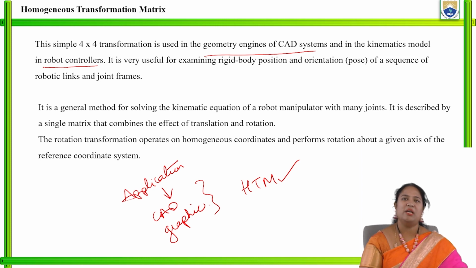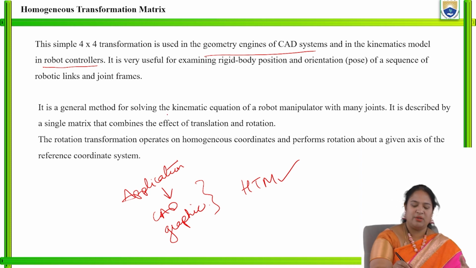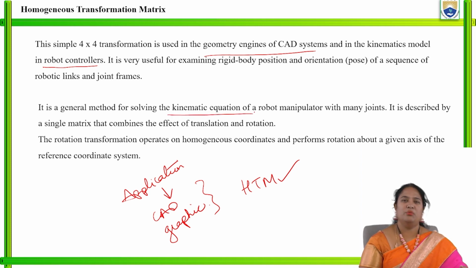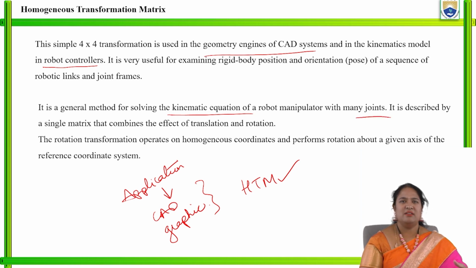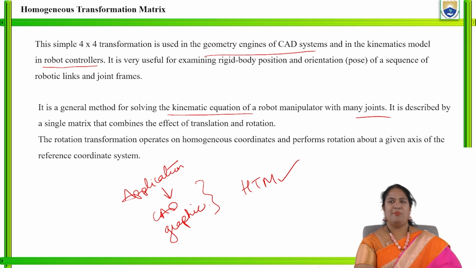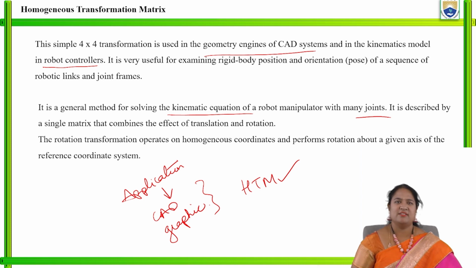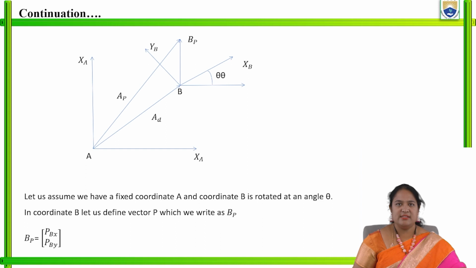This homogeneous transformation matrix is used for solving kinematic equations. It is generally used for the kinematic equations of a robot manipulator with many joints. It is described by a single matrix that combines the effect of translation and rotation. This rotation transformation operates on homogeneous coordinates and performs rotation about a given axis of the reference coordinate system.